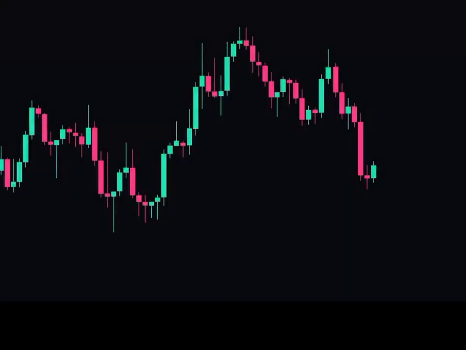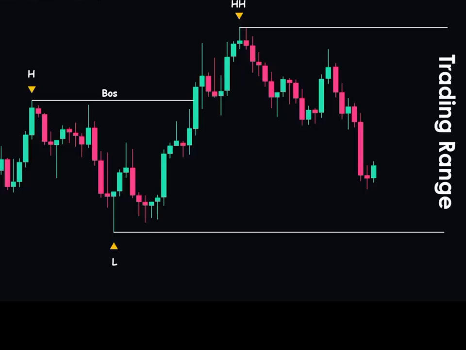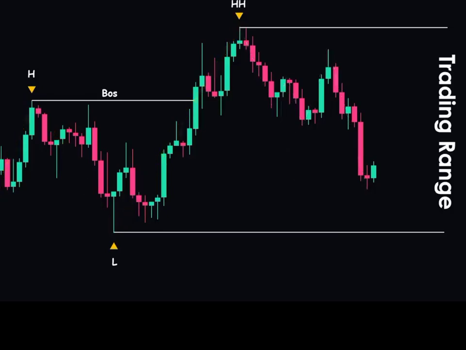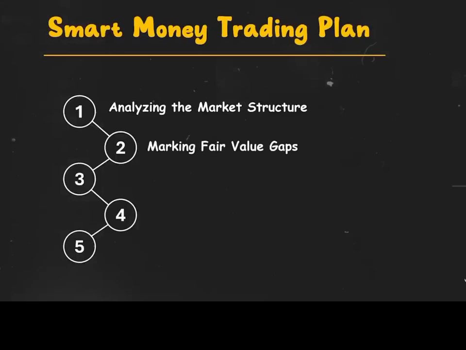But don't be confused. Let's apply the same market structure concept. Here is the latest break of market structure, so we'll mark the swing high, swing low, and define the trading range. Every formation inside this range is considered an internal structure, and the overall direction is bullish. This was the first step, analyzing the market structure to find the direction and trading range. Now let's move on to the next step, which is marking fair value gaps.